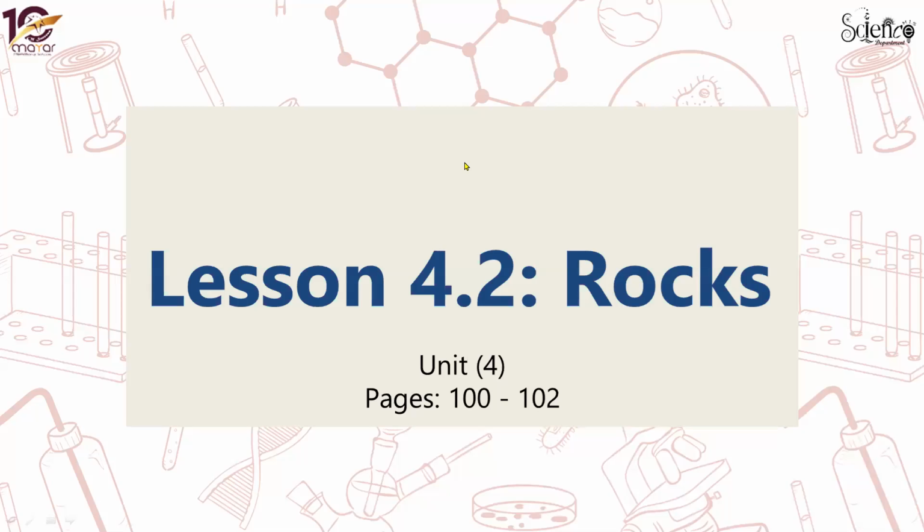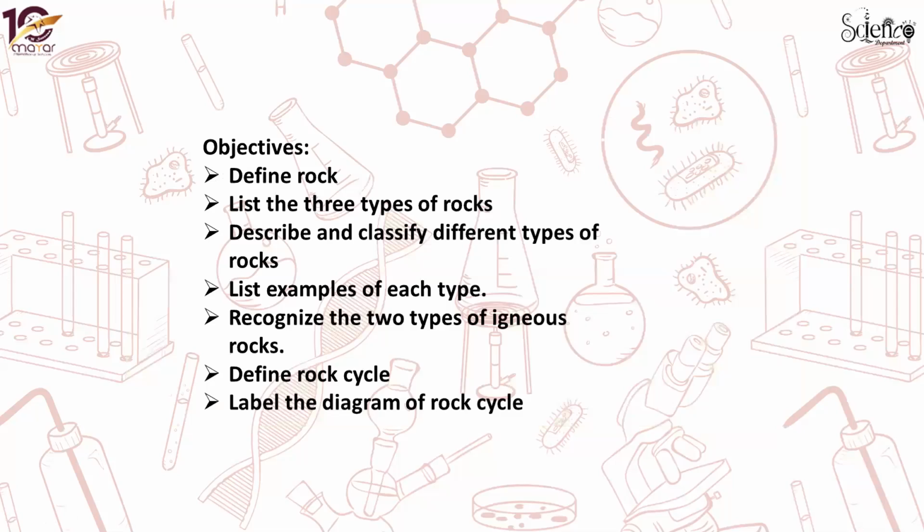So today, inshallah, we're going to start with section 2. We will revise rocks from unit 4, section 2 in your book, pages 100 to 102. Your objectives for today: to define rock, list the 3 types of rocks, describe and classify different types of rock, list examples of each type, recognize the 2 types of igneous rock, and also to be able to define and to label a rock cycle, okay?